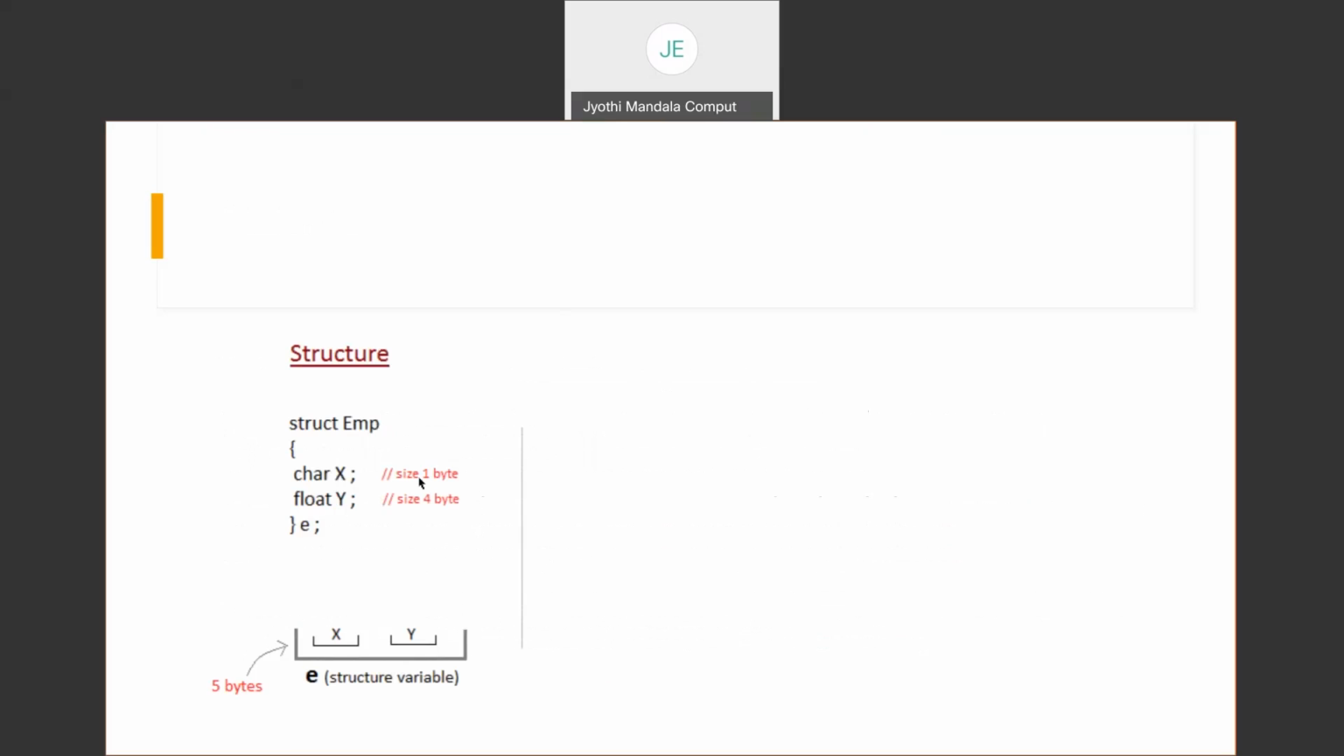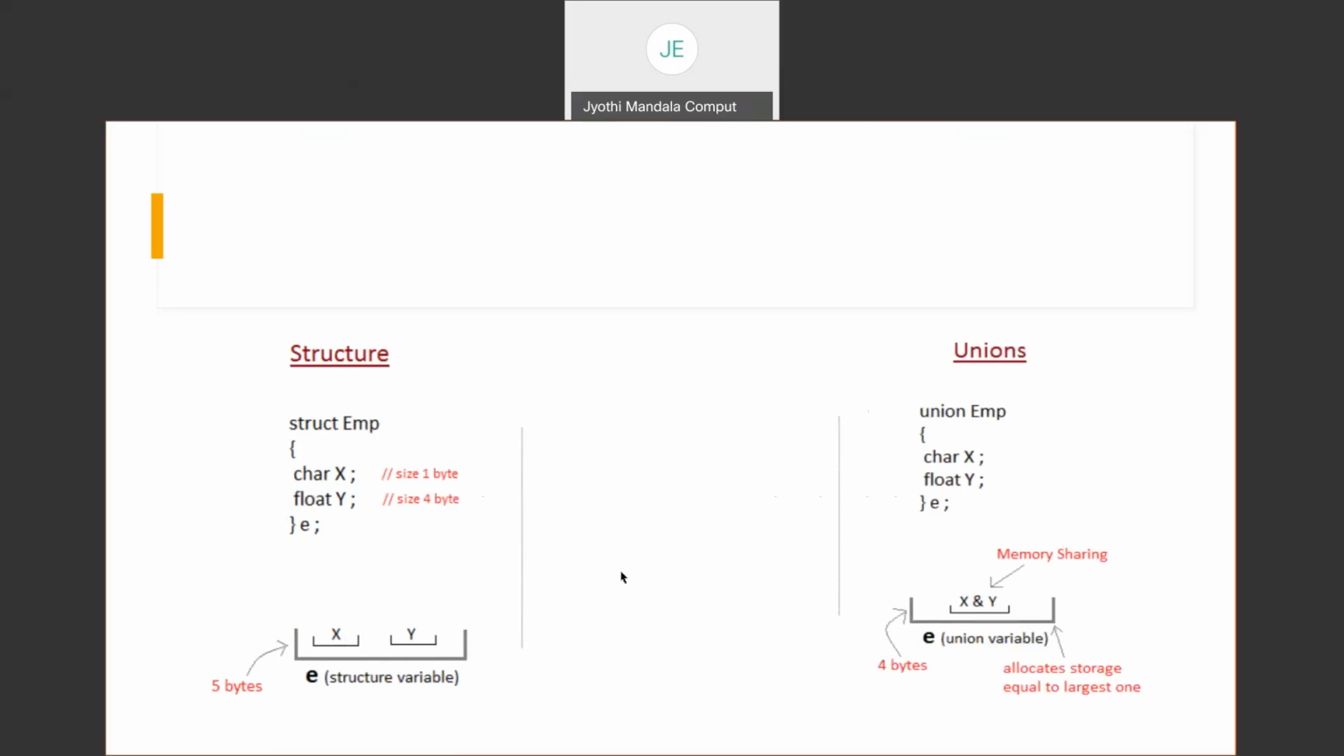Okay, now X requires 1 byte and float requires 4 bytes, and we have created one variable called E. Now whenever you create a variable called E, for X 1 byte and for Y 4 bytes, a total of 5 bytes will be allocated, and among these 5 bytes, 1 byte is for X and the remaining 4 bytes are for Y. So this is how the memory allocation will be done in case of structures.